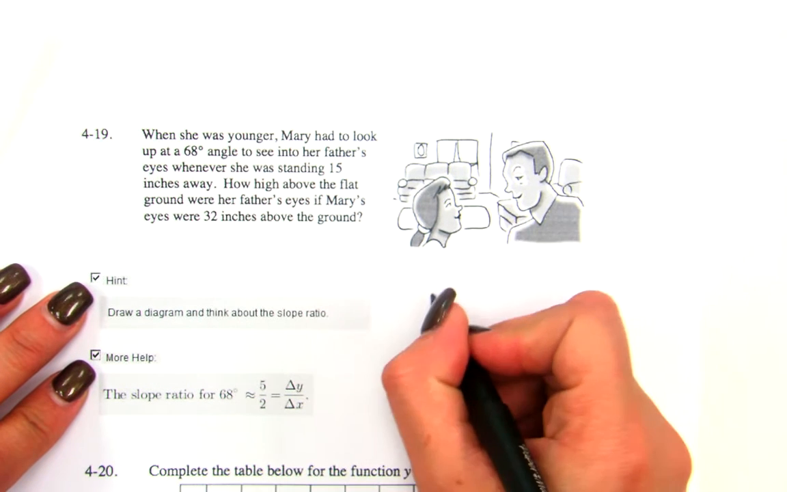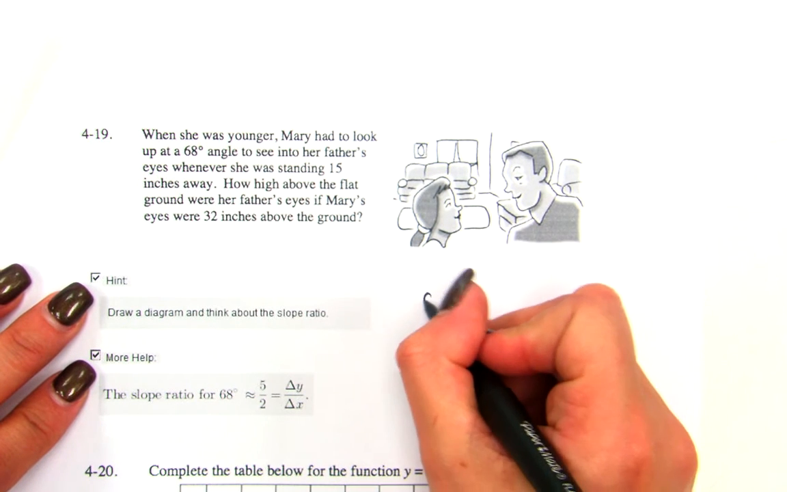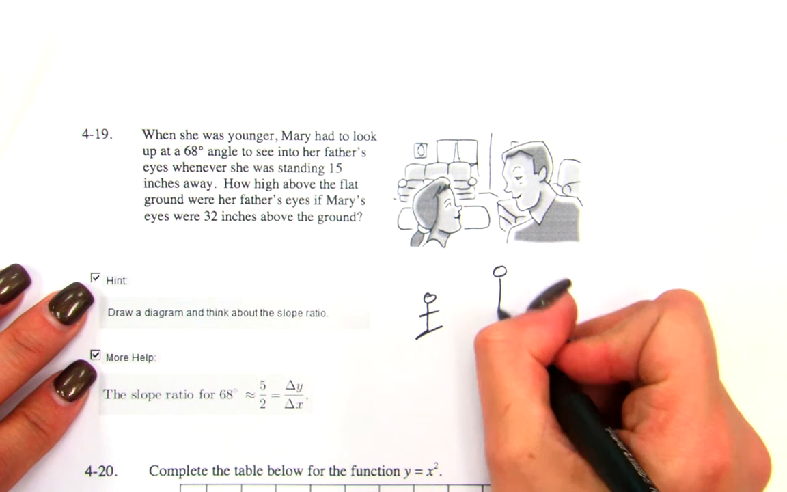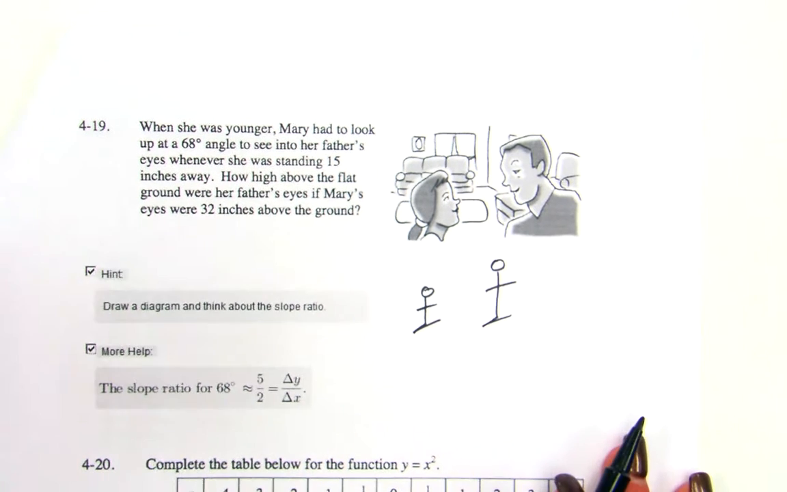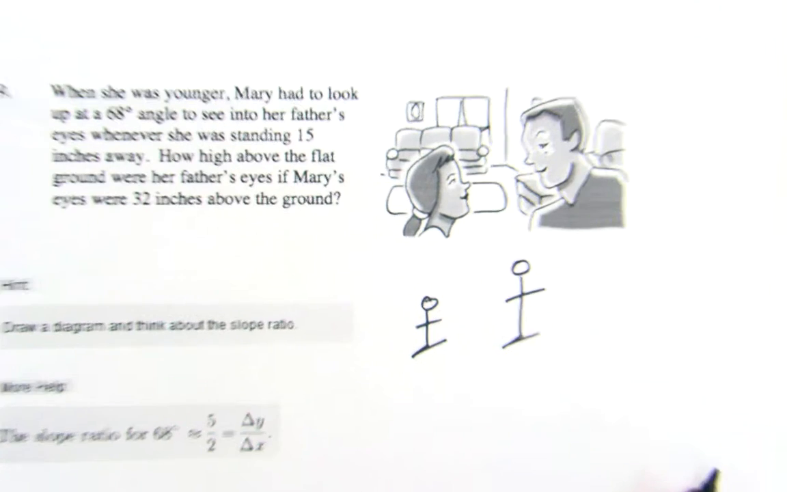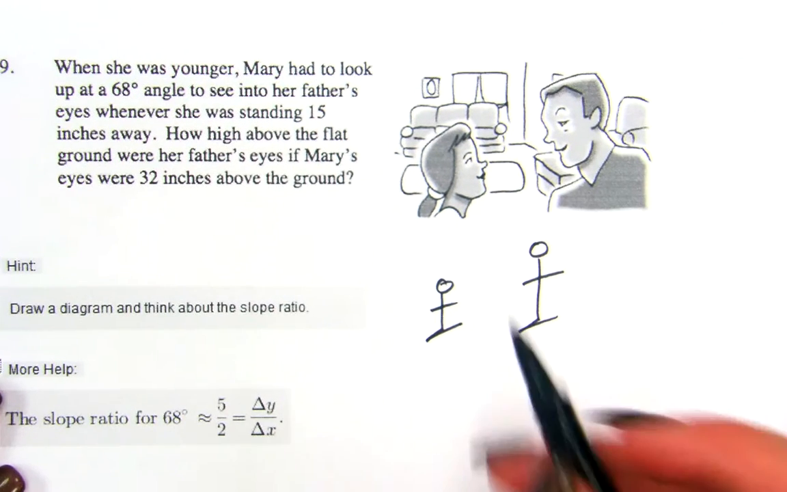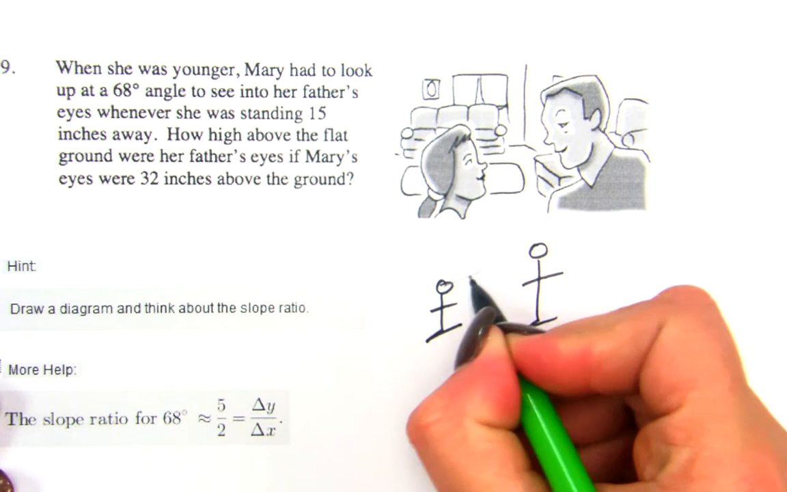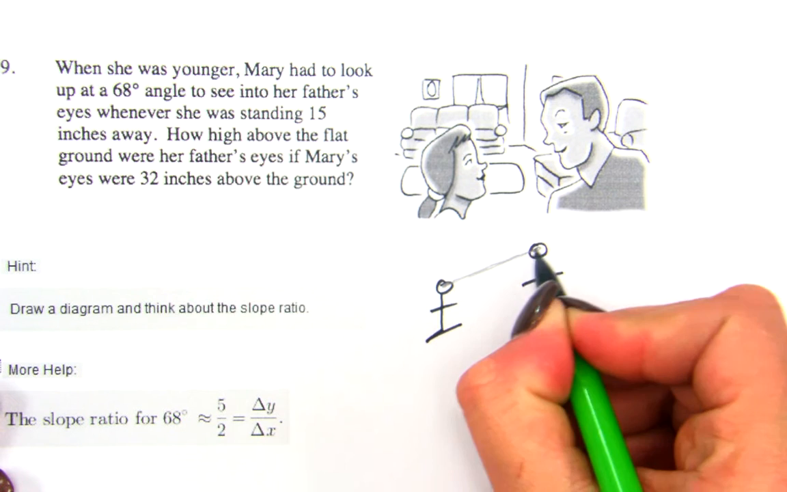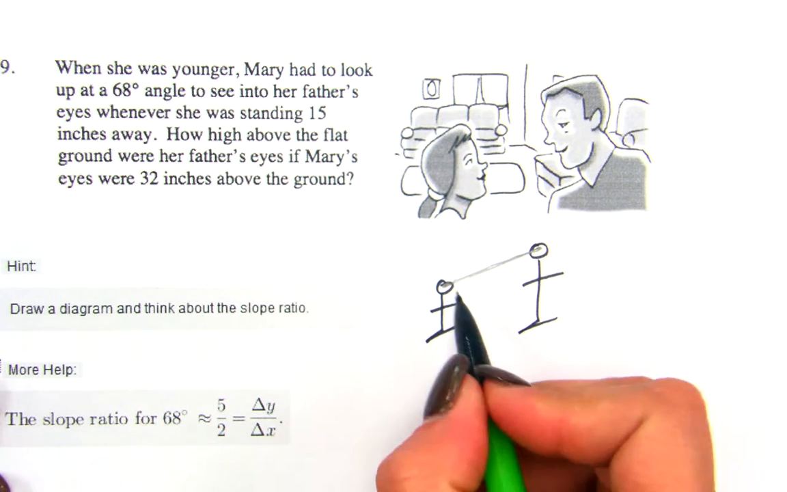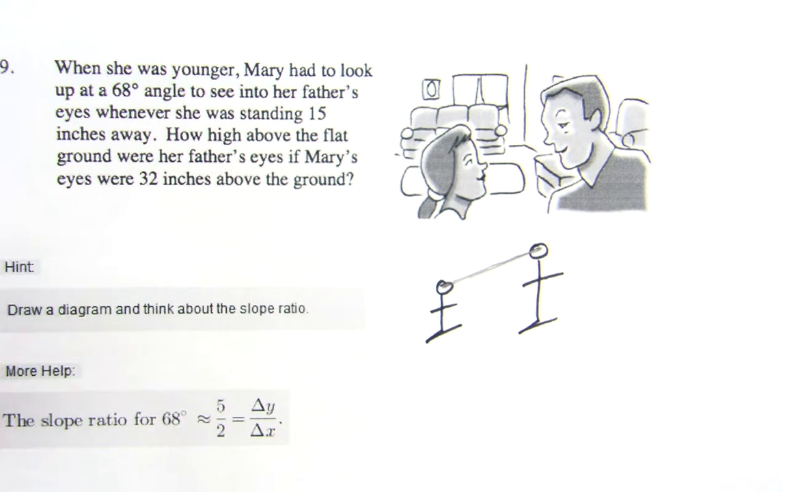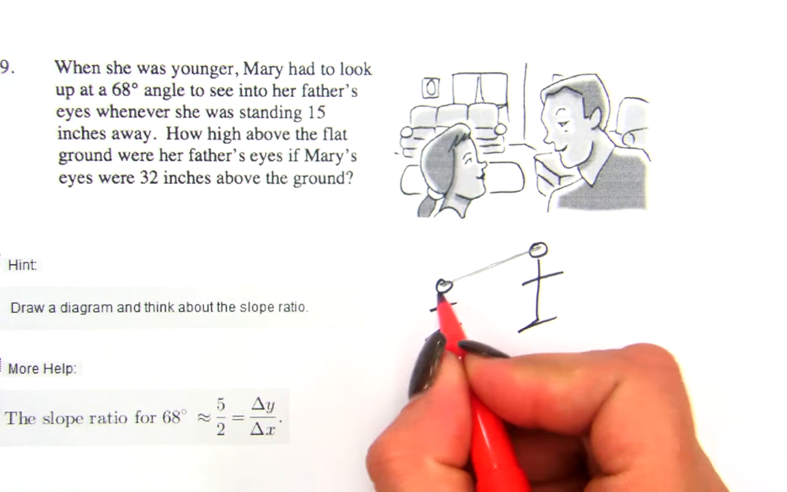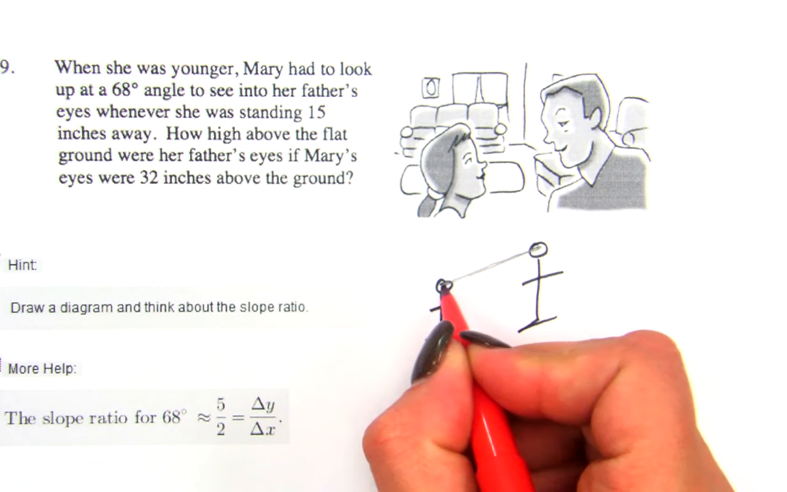So let's see. Her eyes are, let's say she's here, right? And then her dad is probably a little taller than her. Okay, and they're really skinny people. And it says she had to look up into her dad's eyes. There you go. She looked up into her dad's eyes, and then she is standing 15 inches away from her dad. Okay, so she's standing 15 inches away.